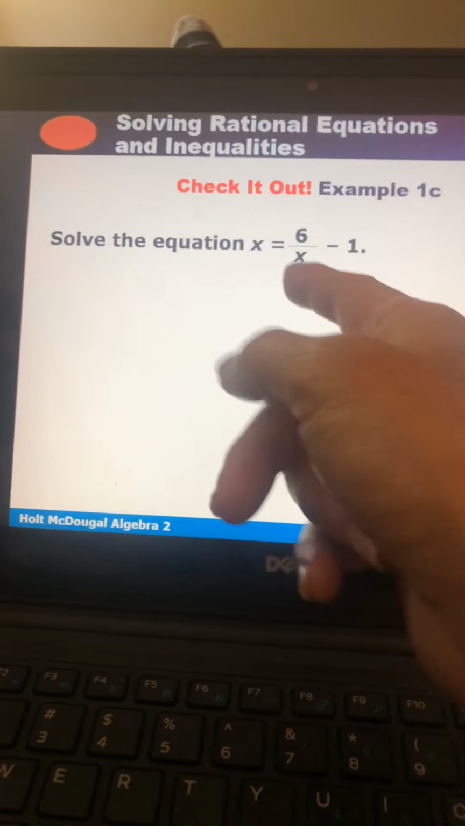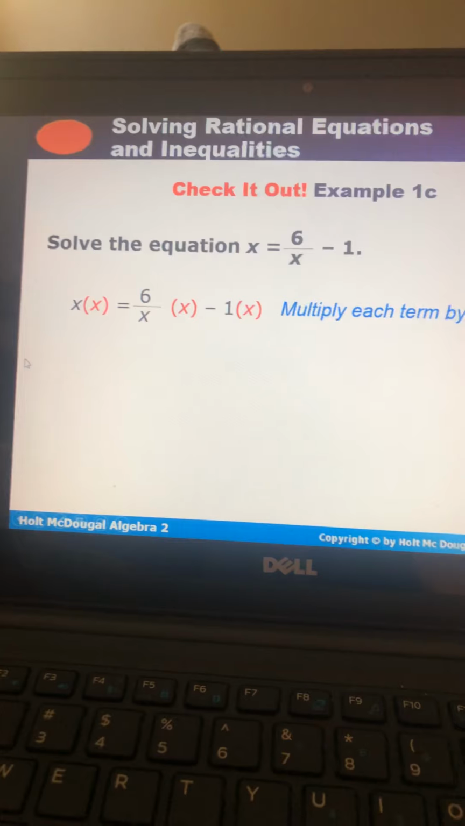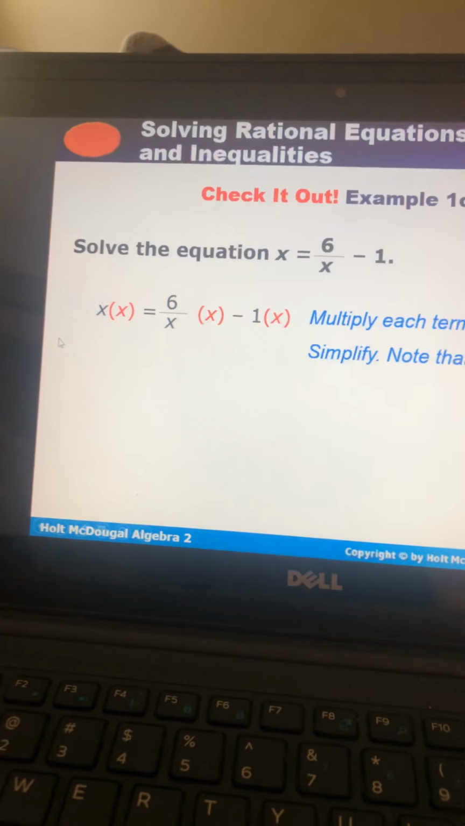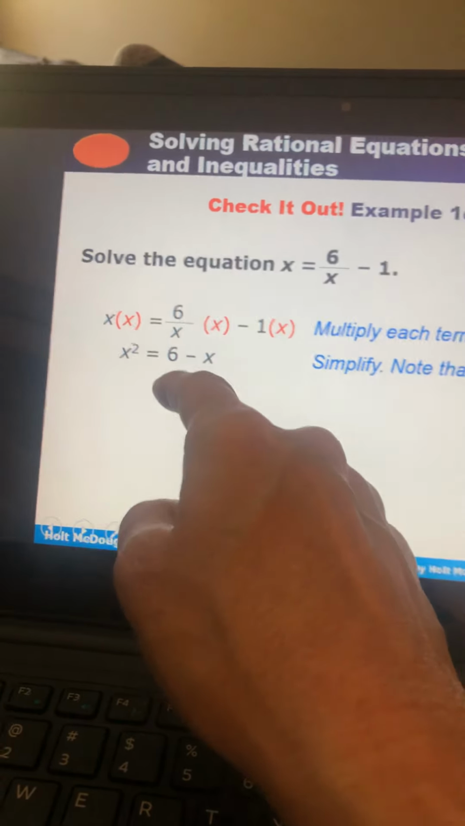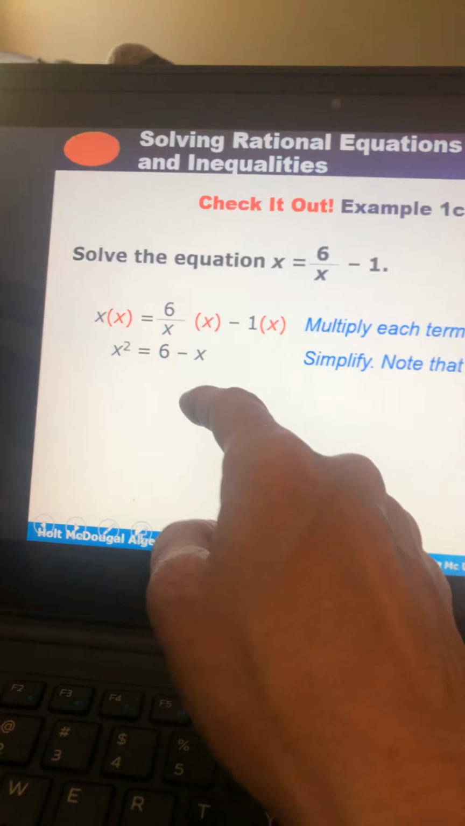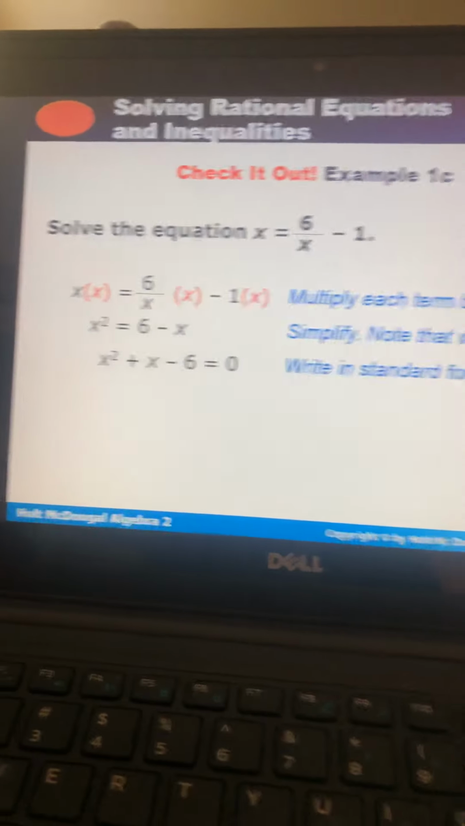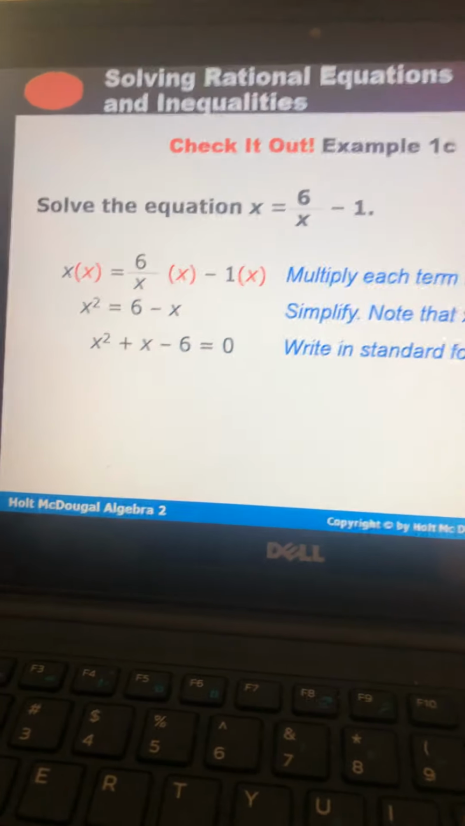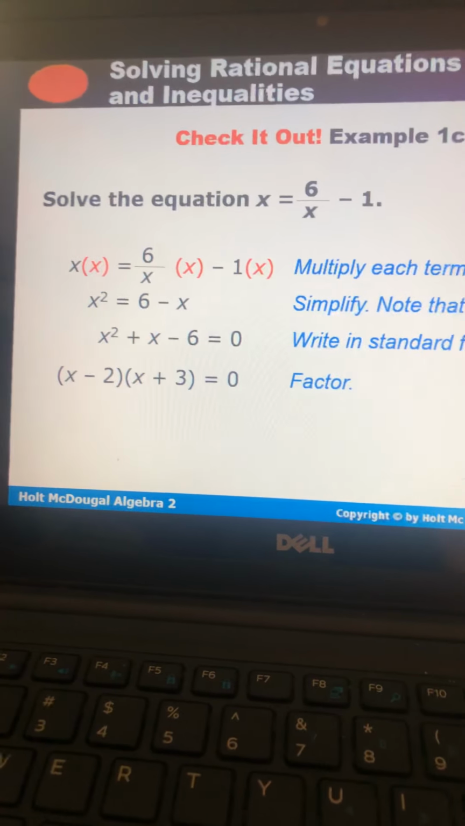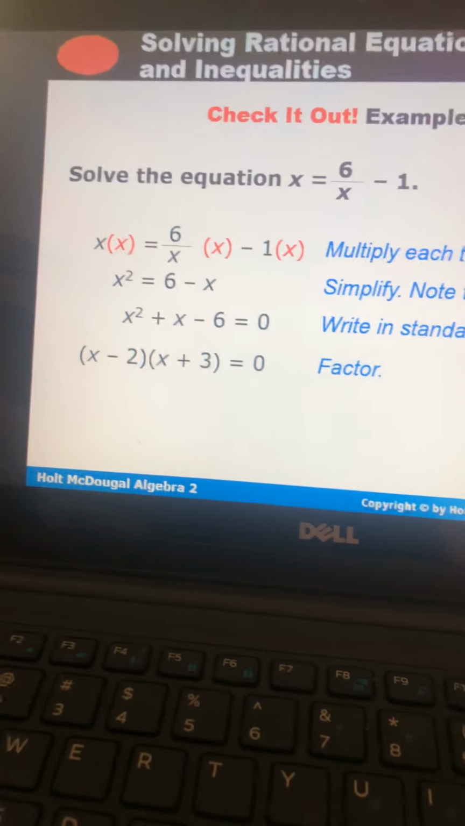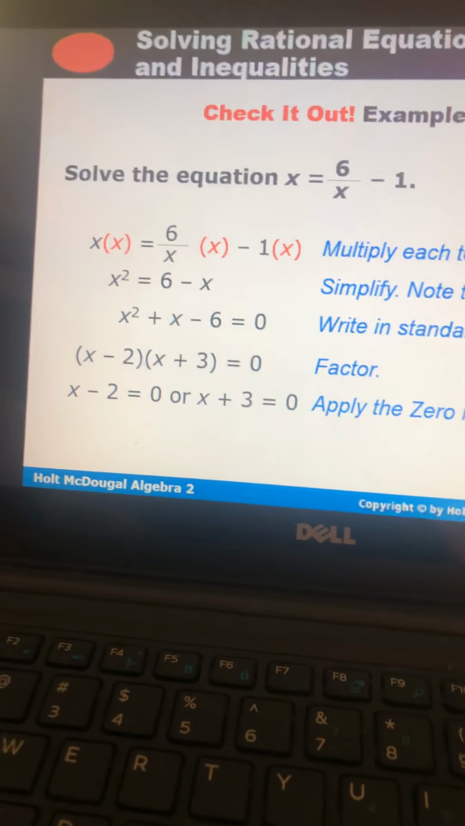Okay, here we just have an x, so we're going to multiply everything by x. So now we're going to have an x squared. Okay, and then here our x canceled, so 6, and then minus 1x. And anytime you have the x squared, then we have a quadratic. When we don't have an x squared, then we have a linear equation. So this one we're going to put into standard form and factor. Set each factor to equal 0 and solve for x.